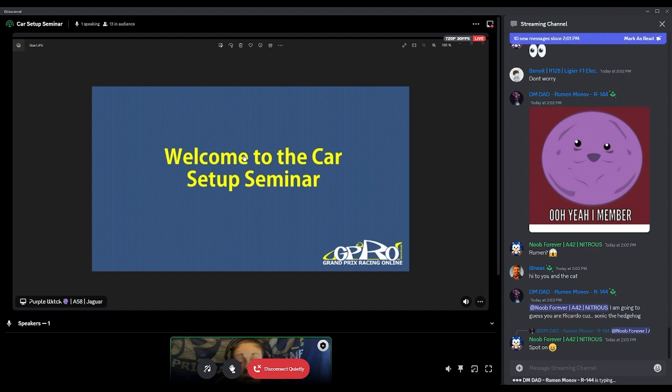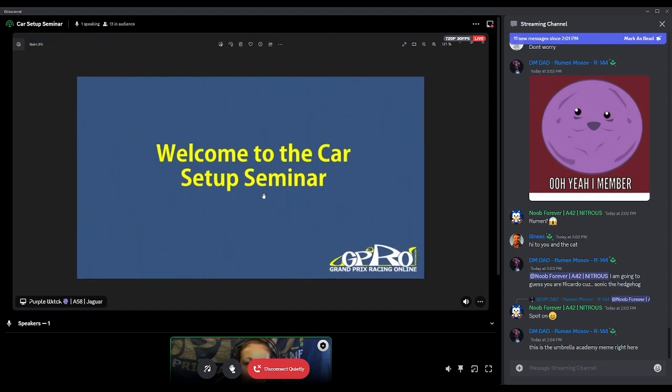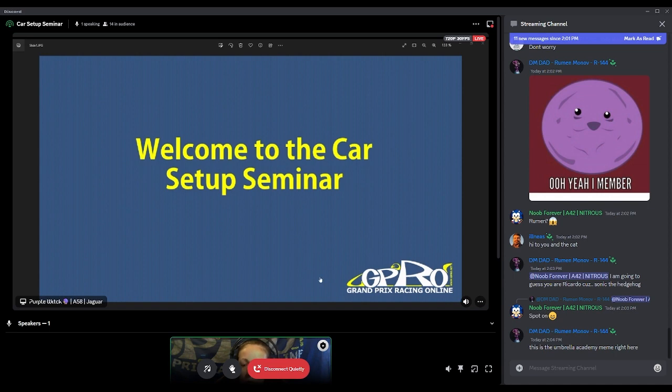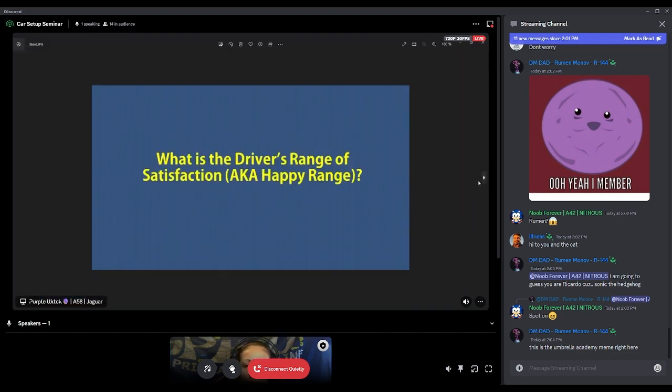So we are going to explain how to set up a car. In this case, we are going to start the setup from scratch, and we are going to consider that the person doing this setup has absolutely no previous data to use. So that would be a setup with no previous data to be used. Okay, so what do we need to know?